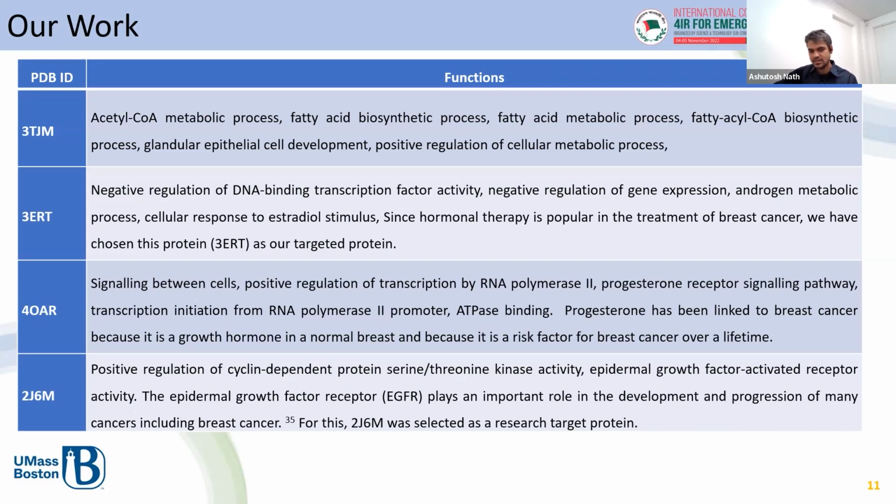A couple of slides ago, I said that fatty acid synthesis is the main target for reducing breast cancer. That's why I needed to select the fatty acid synthase protein. 3TJM is the Protein Data Bank entry; from the Protein Data Bank, I collected the 3TJM protein. Its functions include the acetylate metabolic process, fatty acid biosynthetic process, fatty acid metabolic process, fatty acyl biosynthetic process, etc. I also selected three other proteins, 3ERT, 4OR2, and J6M, similarly related to the cause of breast cancer.